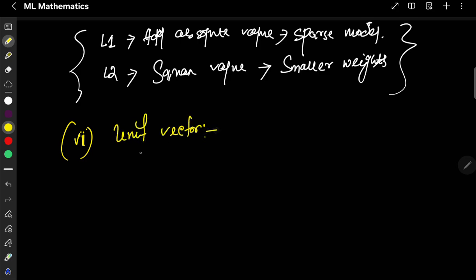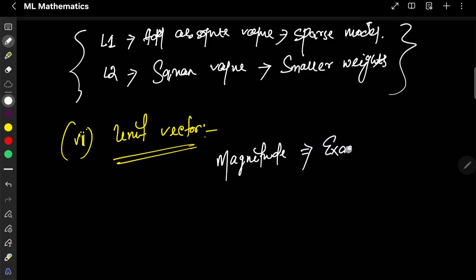Unit vector, I hope you guys know what a unit vector is. If you don't know, I'm here to explain it, right? So what is a unit vector? A unit vector is nothing but a vector whose magnitude is exactly 1. What does that mean?